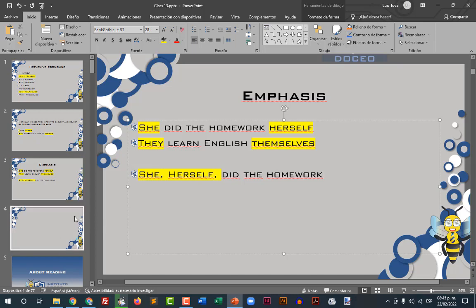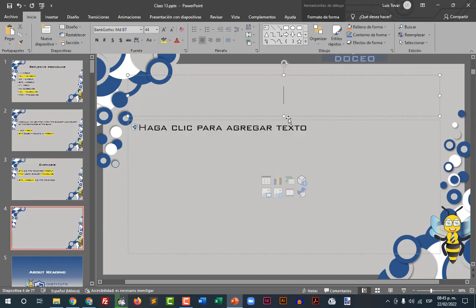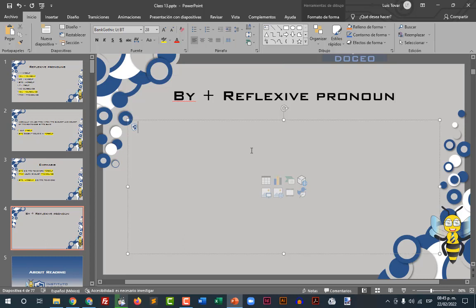Normally, it is also used after the preposition by. And normally we use it to express that the person does the action alone. Okay, for example, I go on vacation by myself.